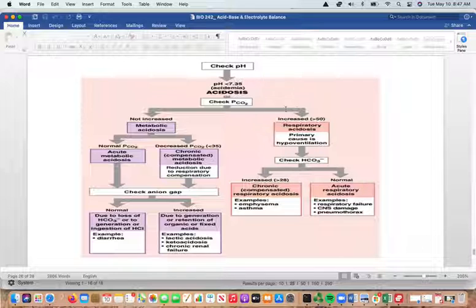If your pressure of carbon dioxide is increased, you look at respiratory acidosis. Primary cause is hypoventilation. So if it's chronic compensated, some examples could be emphysema or asthma. If it's normal, you could have acute respiratory acidosis. So this could be respiratory failure, CNS damage, or pneumothorax.